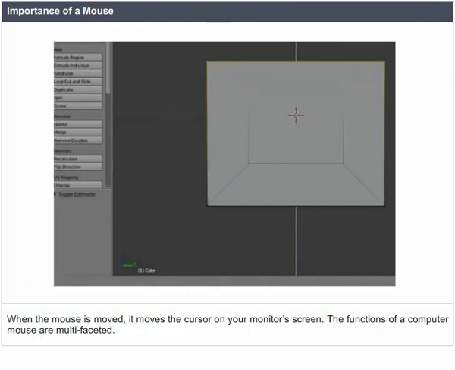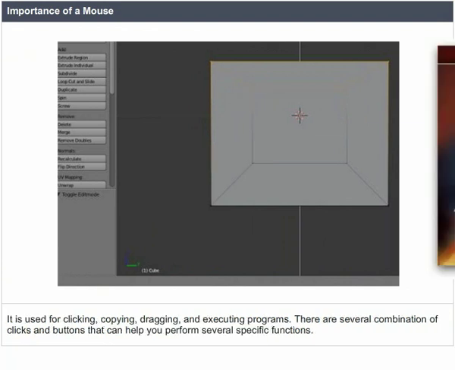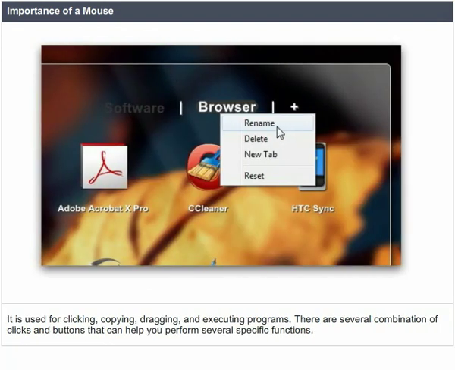The functions of a computer mouse are multifaceted. It is used for clicking, copying, dragging, and executing programs. There are several combinations of clicks and buttons that can help you perform several specific functions. The computer mouse can be wired to the computer or wireless.